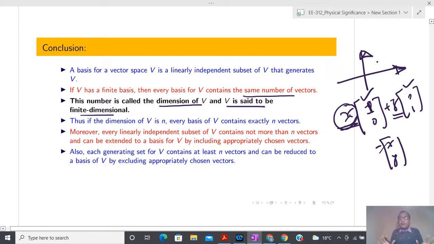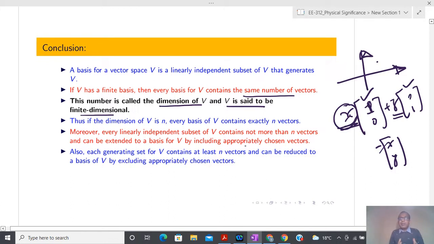What we have to do is select a set of linearly independent vectors, and if we can prove that the whole space can be generated by those vectors, then we just have to count the number. That gives us the idea of dimension. Thus, if the dimension of V is n, then every basis of V contains exactly n vectors. Moreover, every linearly independent subset of V contains not more than n vectors and can be extended to a basis of V by including appropriately chosen vectors.